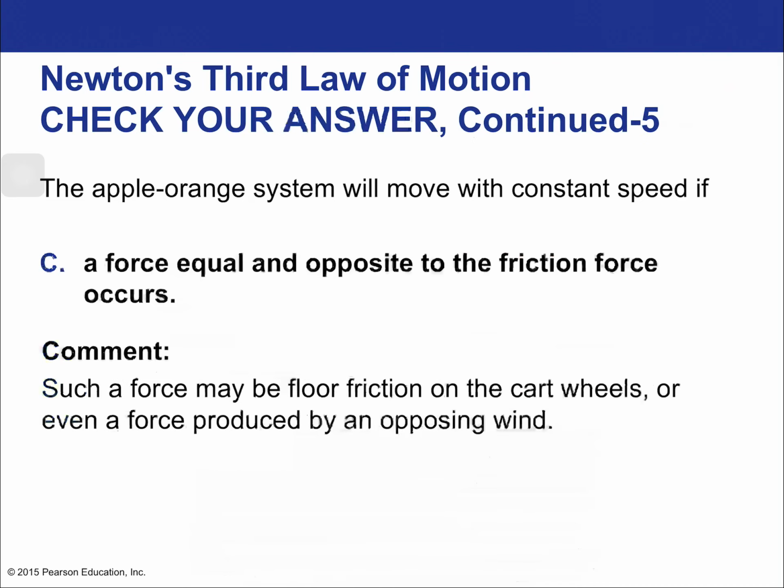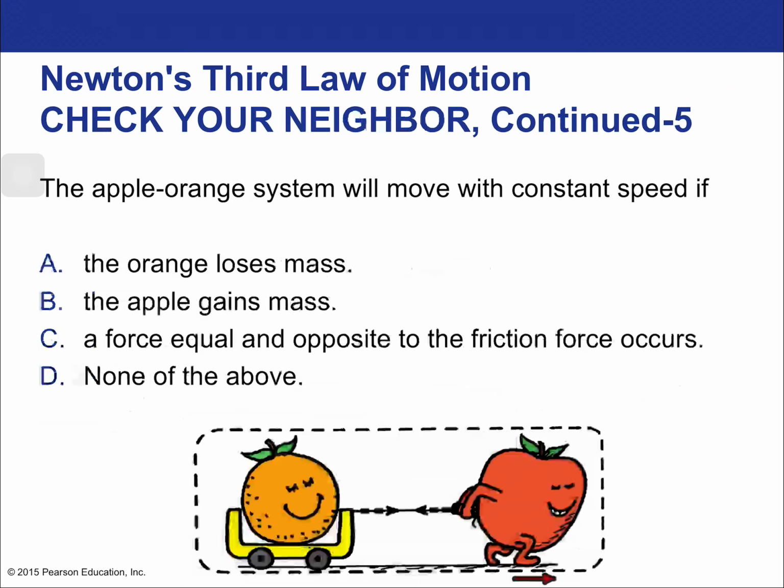Well, simply, a force equal and opposite to the friction force occurs. Because the friction force is the apple pushing on the ground and the ground pushing back. It's propelling the apple forward. But what if there was a friction force of the wheel that was equal in magnitude, opposite direction, slowing the cart down? Now there's two external forces acting on the apple-orange system, and they sum to zero. F net is zero.